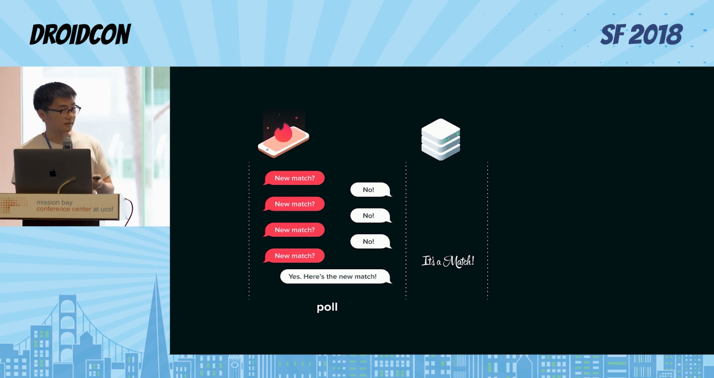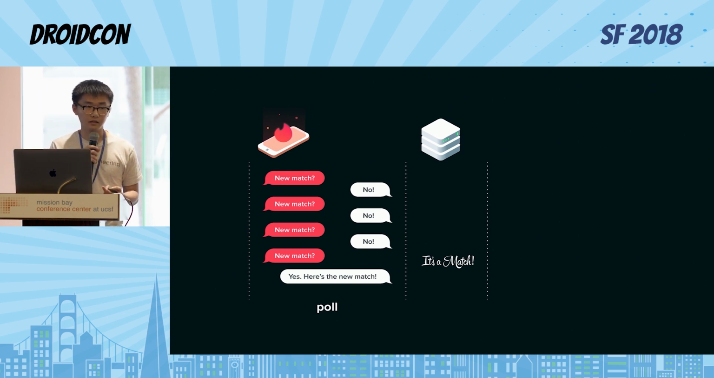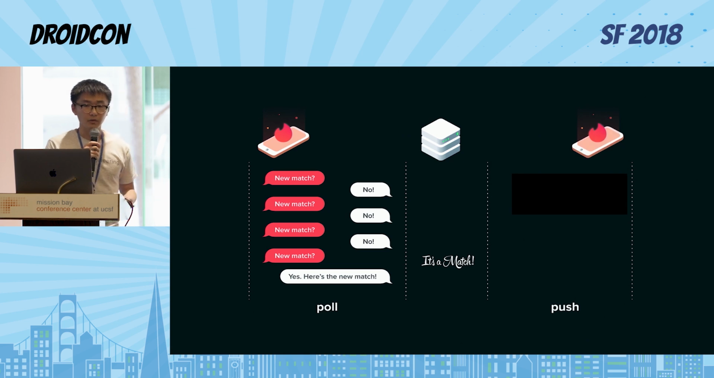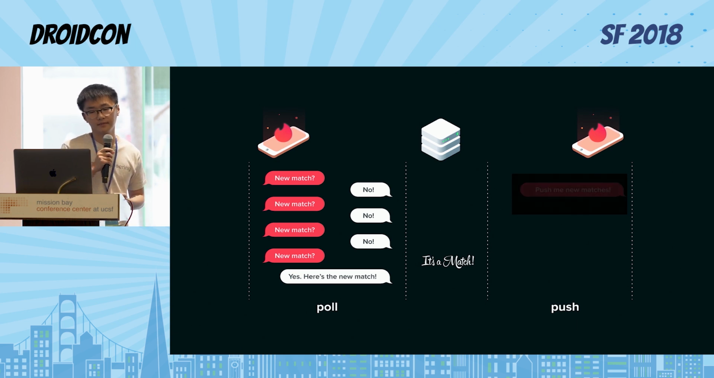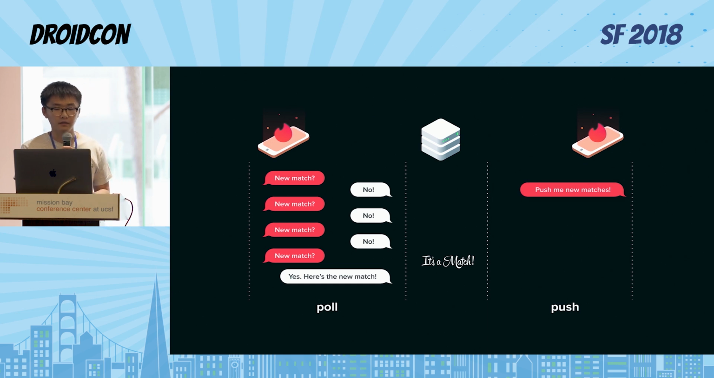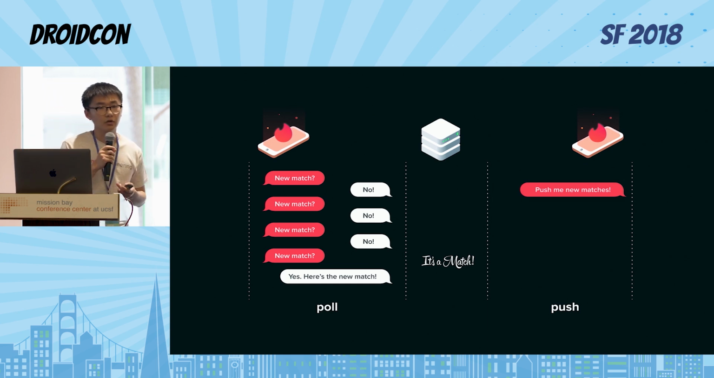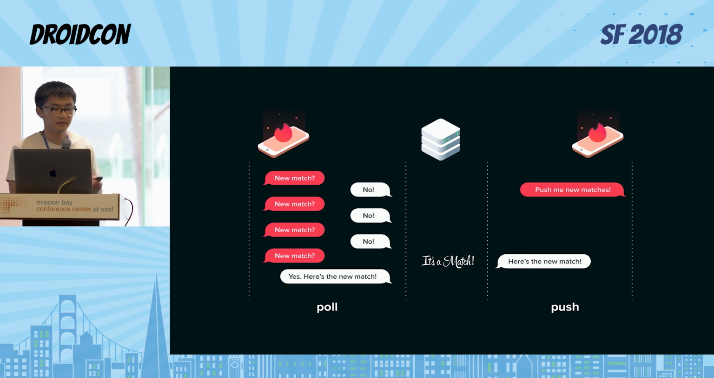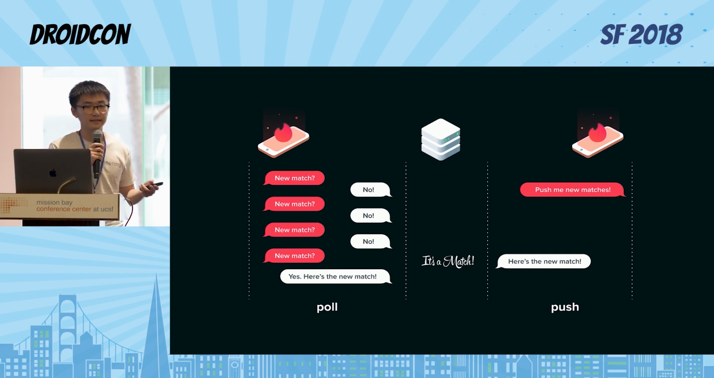Because polling is expensive and it has a longer latency, we decided to switch to a push model. And our backend built a new infrastructure that can push new matches to the app. Using the push model, the client can subscribe to the server, and matches will be sent to the client through a persistent connection.